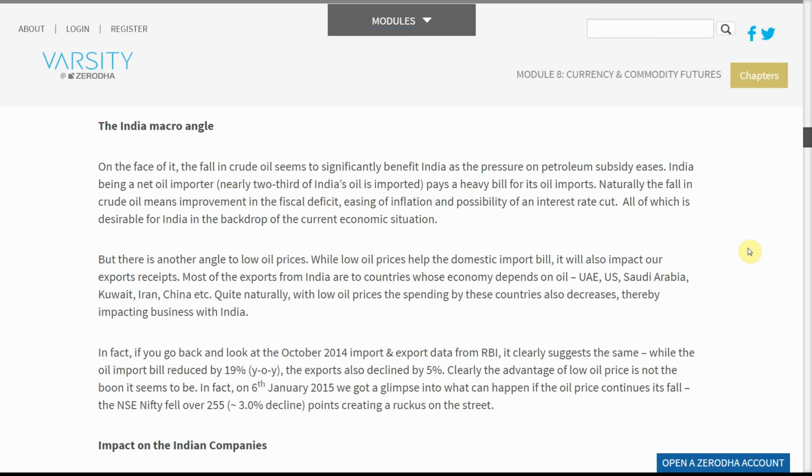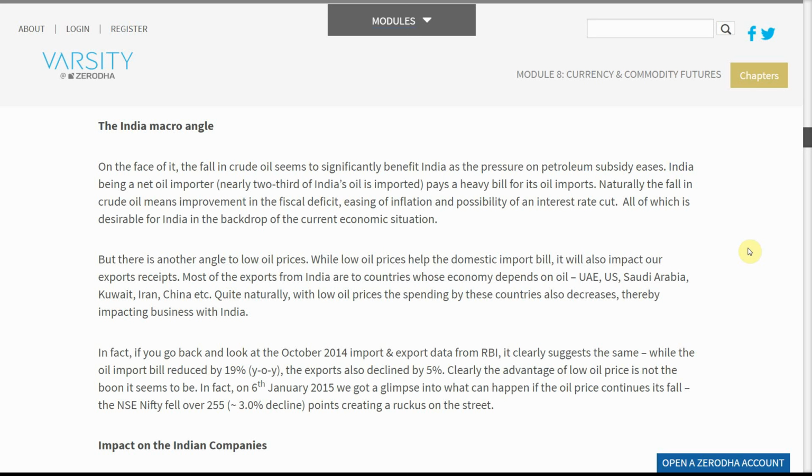The India macro angle. On the face of it, the fall in crude oil seems to significantly benefit India as the pressure on petroleum subsidy eases. India, being a net oil importer, with nearly two-thirds of its oil imported, pays a heavy bill for its oil imports. Naturally, the fall in crude oil means improvement in the fiscal deficit, easing of inflation, and possibility of an interest rate cut, all of which is desirable for India in the backdrop of the current economic situation.